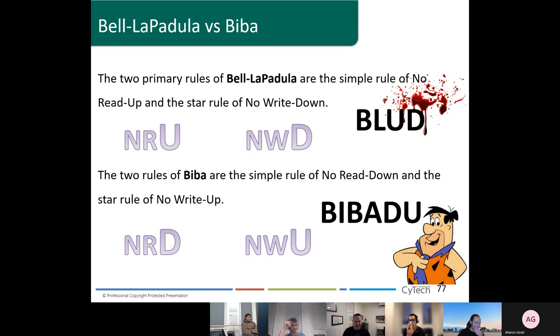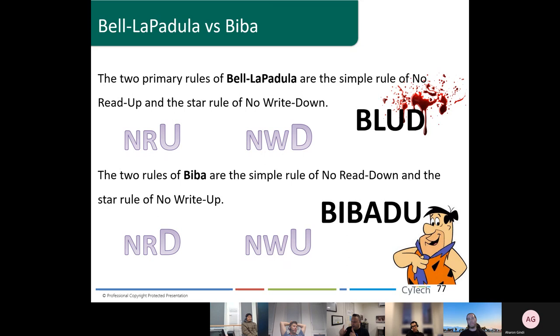Blood and Bibadu. To get those questions, you need to remember the matrix. This is a very easy matrix. Four bricks, okay? You have a line here and a line here, right? Blood stands for Bell-LaPadula: no read up, no write down. Bibadu stands for Biba: no read down, no write up. All right? Do you see that? So NR comes first, and then NW.